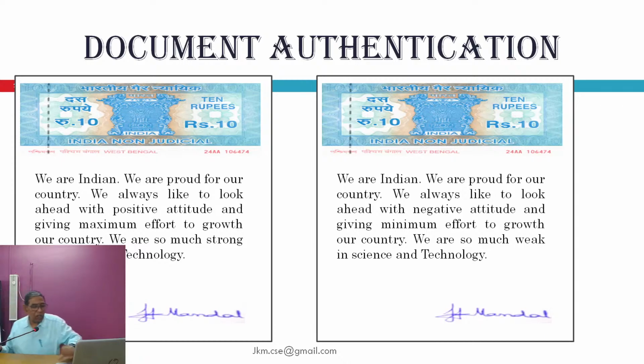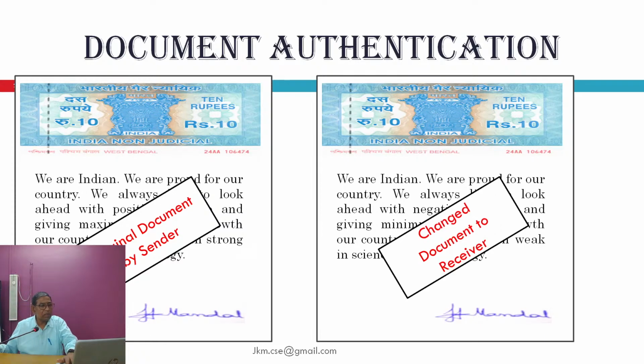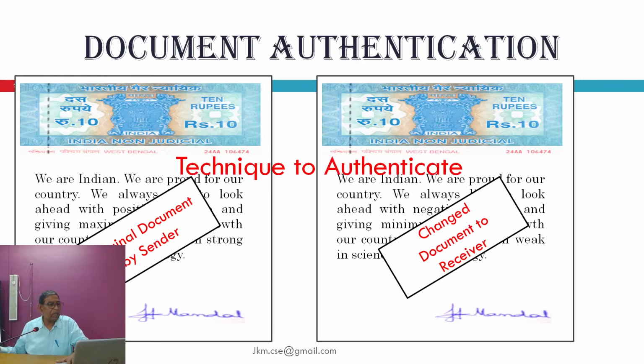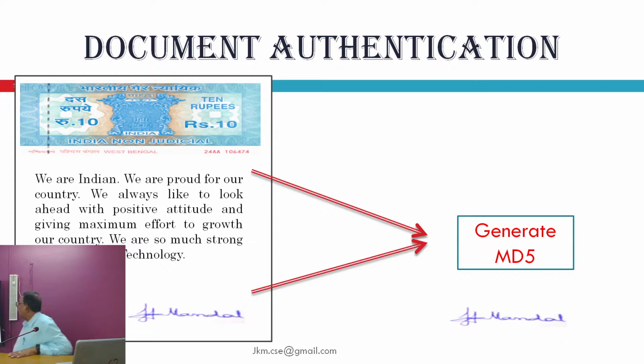Now here we have a methodology. This paper was published in the ACI journal, and this is the research work of another scholar. So I have the original document and we have the changed document. I need a technique to authenticate. Suppose I am generating MD5, a very simple case. I am generating one hash function. I can use the MD5 algorithm, I can use SHA1, I can use my own algorithm. It is a one-way hash function, and I am generating the MD5.